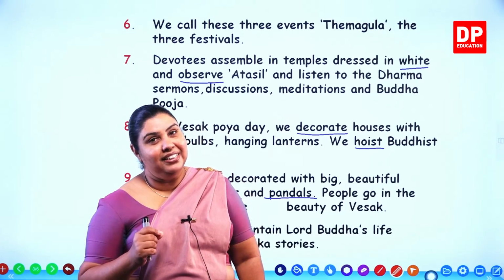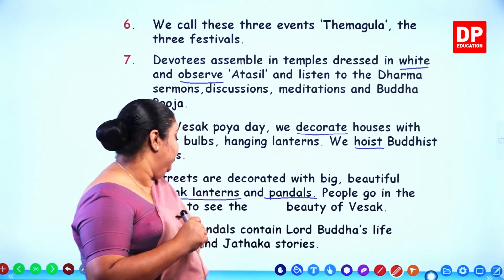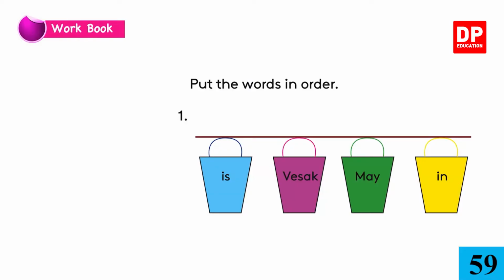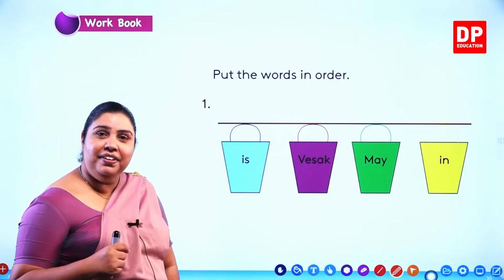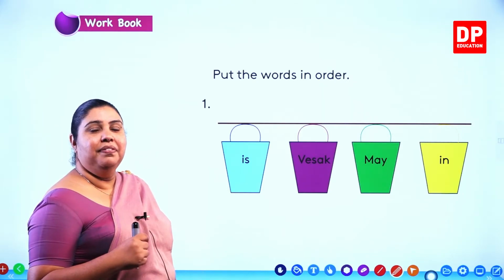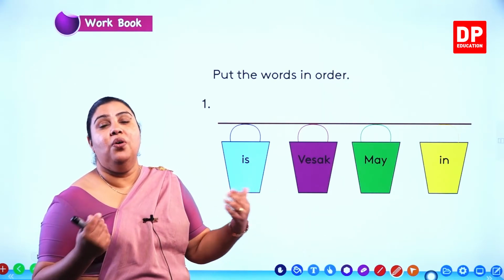Shall we start that? Come, take your workbook and come. We will do our workbook activities now. Okay. Put the words in order. Okay, now can you see we have Vesak lanterns today and we have some words inside the Vesak lantern. So shall we write the word? Put the words in order. Why do they ask us to put it in order? Because they are in the wrong order.